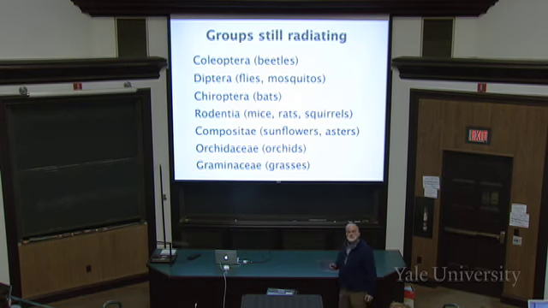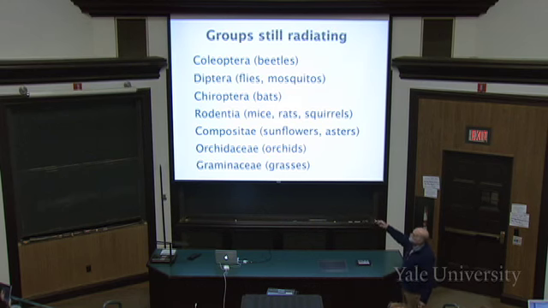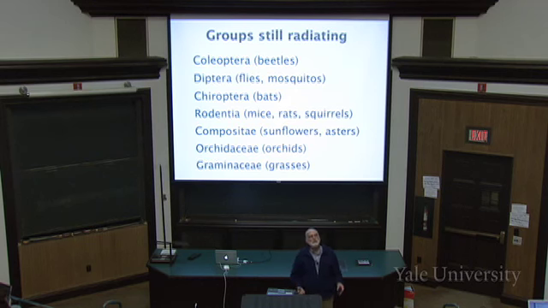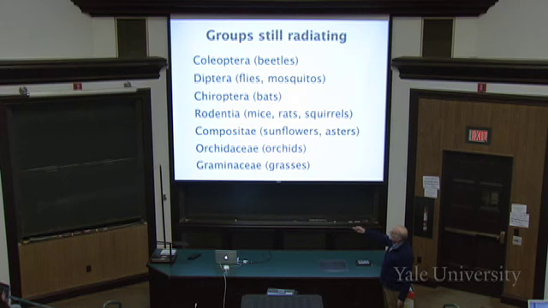Among the mammals, it's the bats that are probably the most impressive producers of biodiversity, along with the rodents. And the place where the bats and the rodents are doing the most of this is in South America. So if you really are a mammalogist and you want to study recent evolution and see things that are still in the process of speciating, South America is certainly one good place, and the groups to look at are bats and rodents. In the flowering plants, there is really impressive biodiversity in the composites, the orchids, and the grasses.